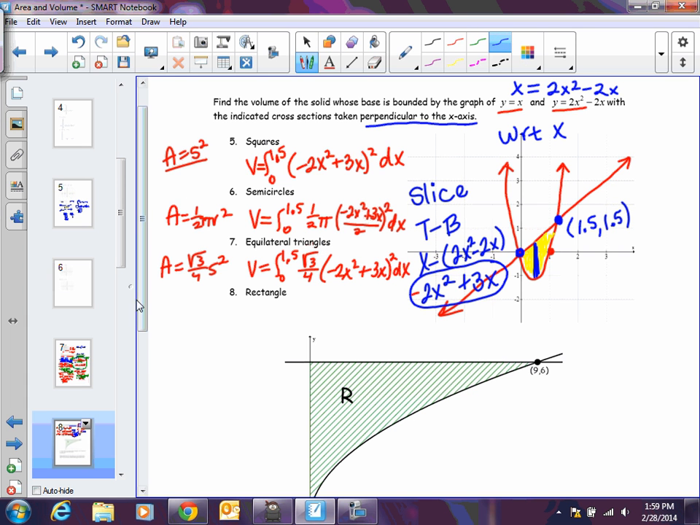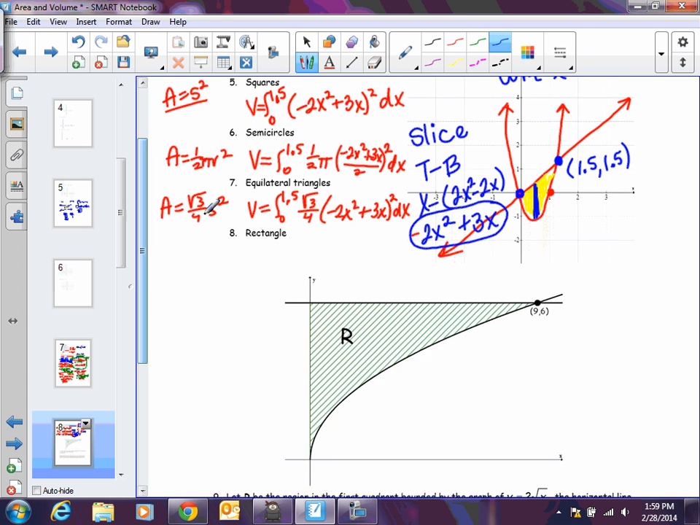Okay, so again for rectangle, I am going to have to give you something. And so area here is base times height, and I'm going to go ahead and tell you that the height is 5. So go ahead and see if you can set up your volume equation and check with your neighbor. Don't tell her yet. Let's do it on her own first.